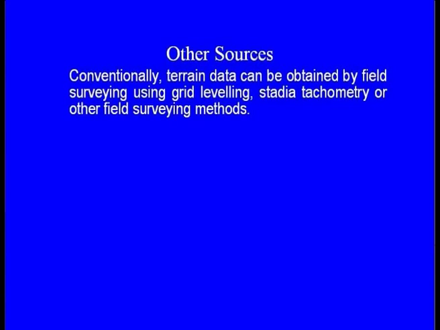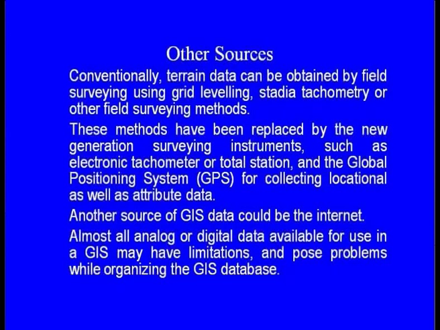Along with this, there are other sources from where the data related to a particular location can also be acquired. Conventionally, terrain data can be obtained by field surveying using grid leveling, stadia tachymetry or other field surveying based methods. These methods have been replaced by new generation surveying instruments such as the electronic tachymeter or total station and the global positioning system or GPS for collecting locational as well as attribute data.